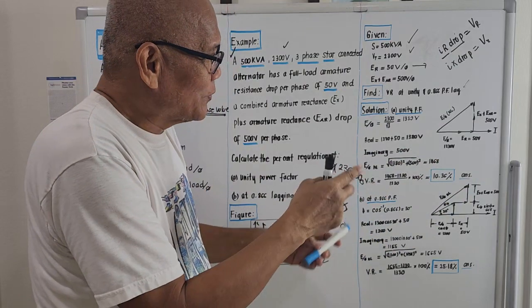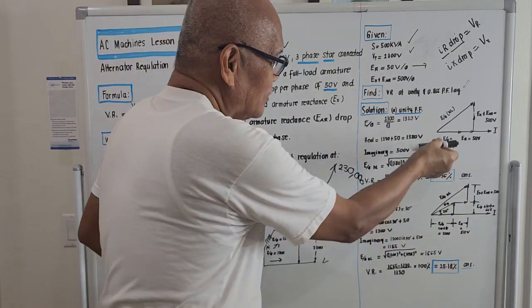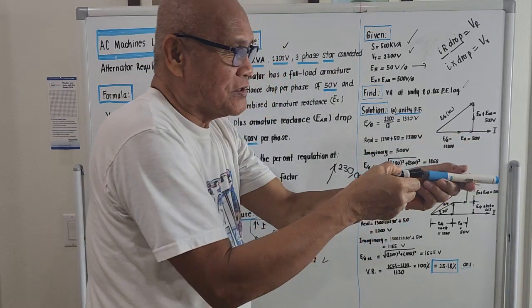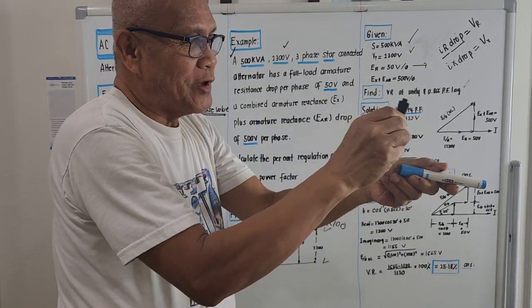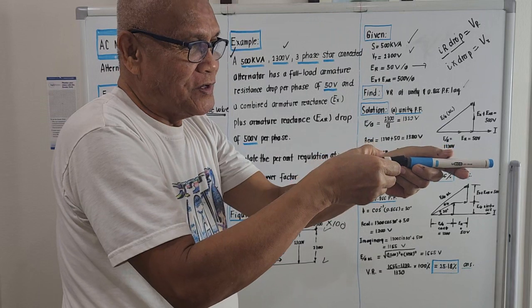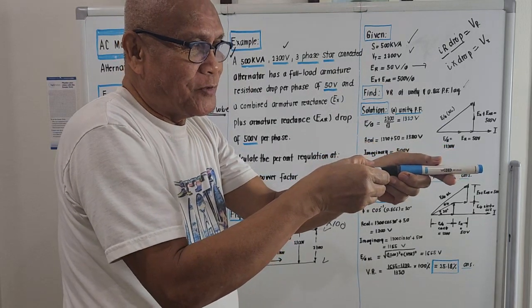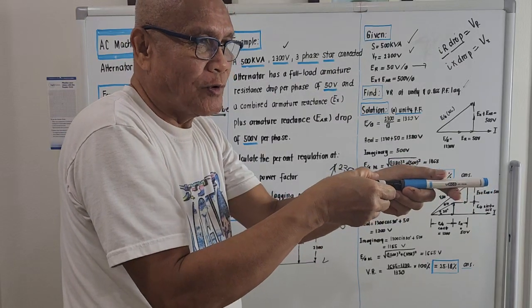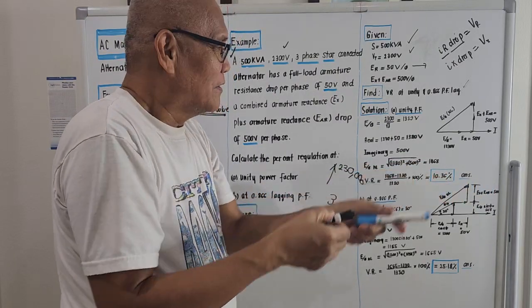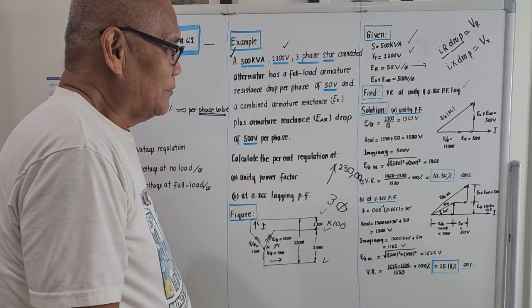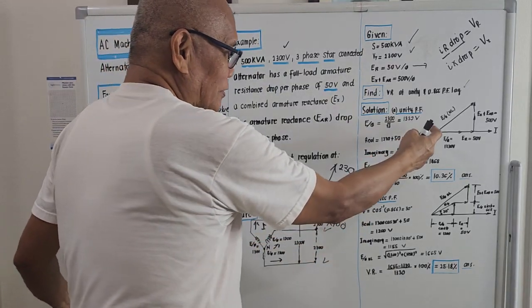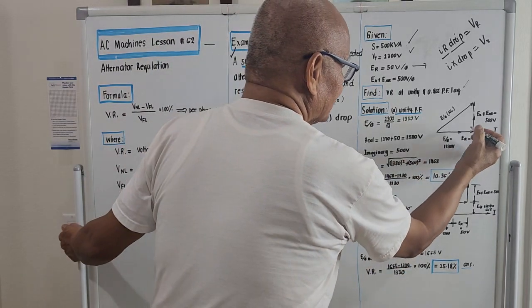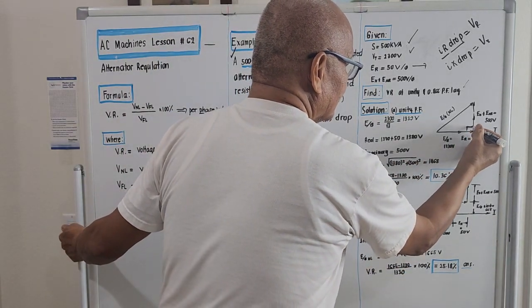That's why I drew from the vector diagram, this is the voltage per phase, and this is the current. They are in phase. There is no angle between them. In phase, meaning if the angle of the current is zero, the angle of the voltage should also be zero. So this is now an application of trigonometry. This is a right triangle, right?